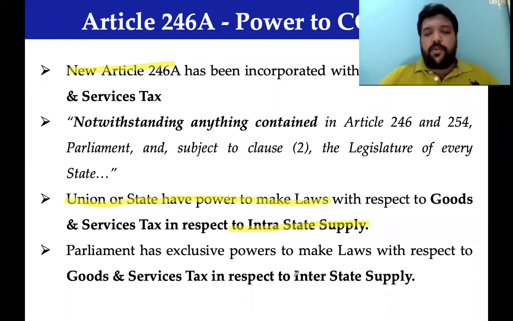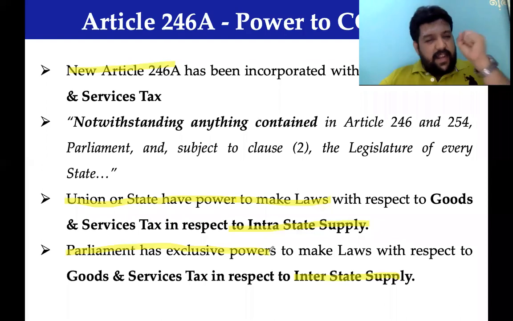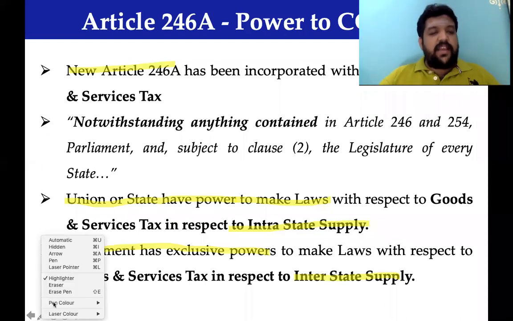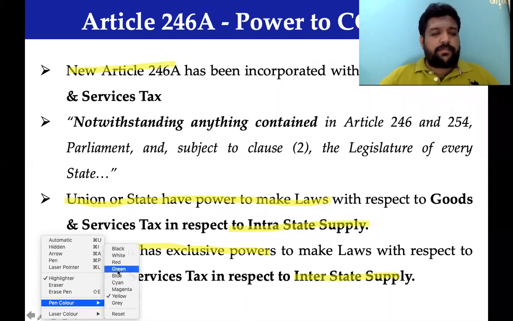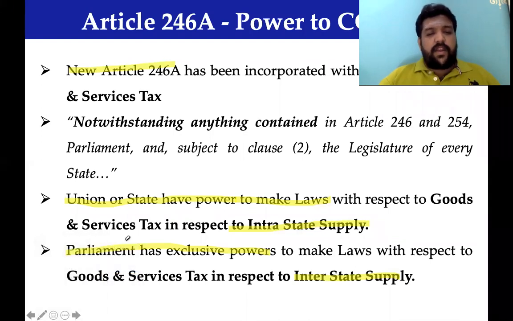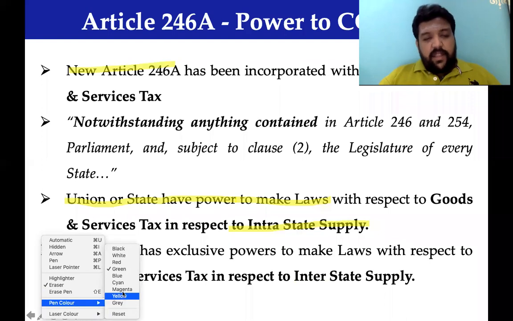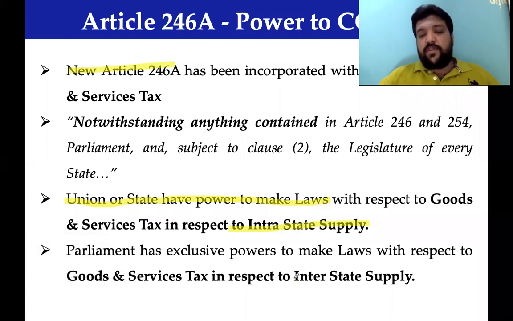However, when it comes to interstate supply of goods or services, Parliament will have an exclusive power. Make a note of it, exclusive power, which means the power to tax is exclusively available to Parliament. In case of interstate supply, the government is very clear, only Parliament will have an exclusive right to tax. It is an exclusive right to tax which is available with Parliament.